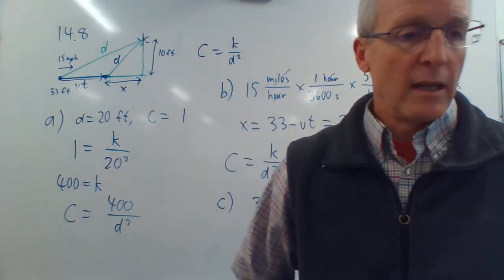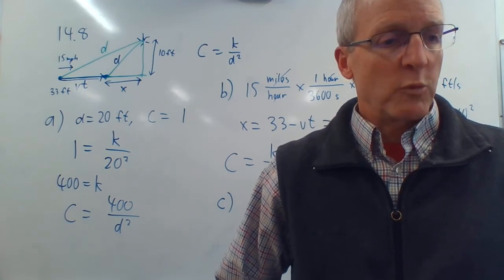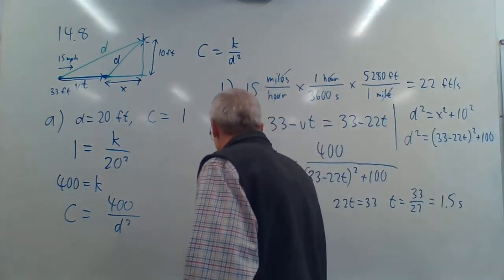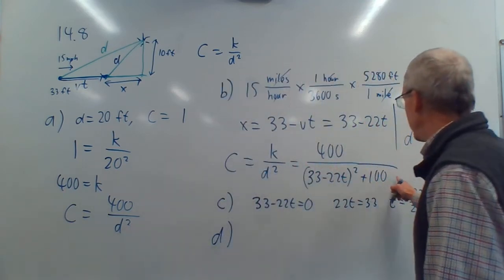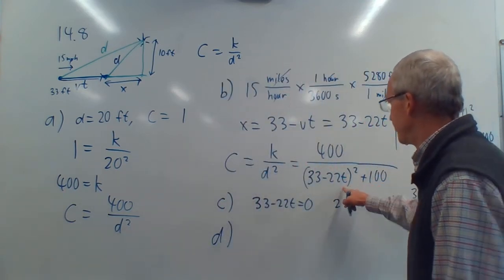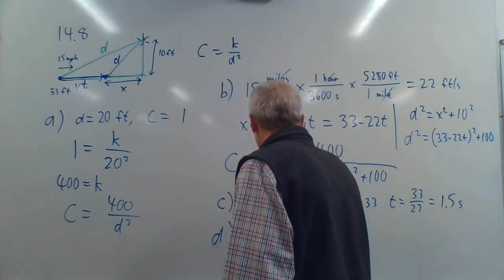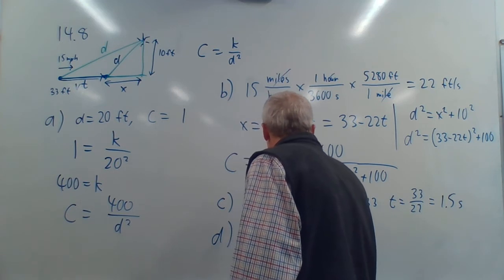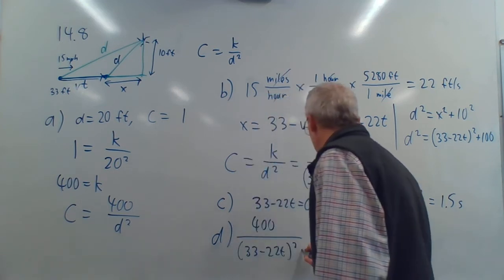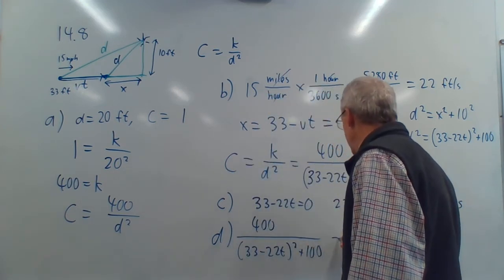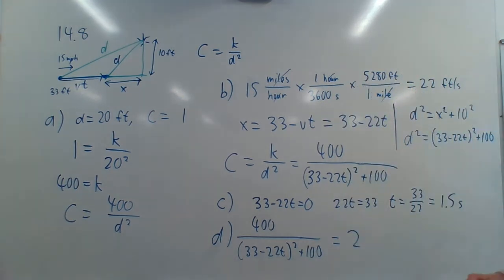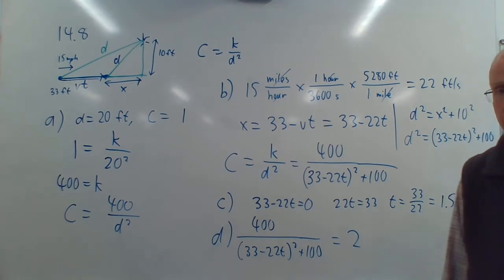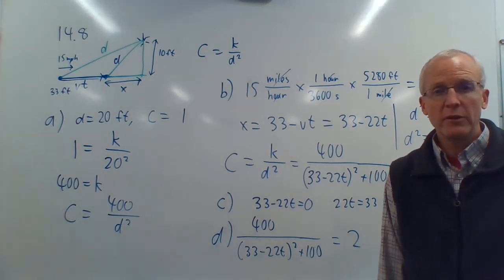All right, finally, in part D, when will the intensity of the light be 2 candles? So now, part D, we set this formula equal to 2, and we solve for t. Okay, so we say 400 over (33 minus 22t) squared plus 100 is equal to 2. And we solve for t here, what t makes that true. I will let you do that on your own.